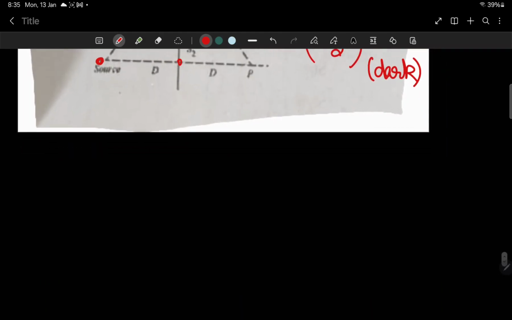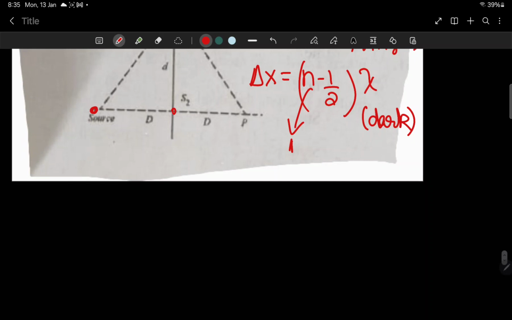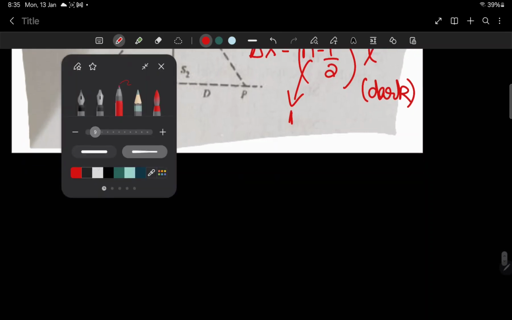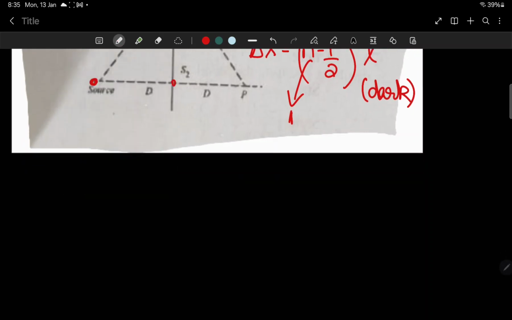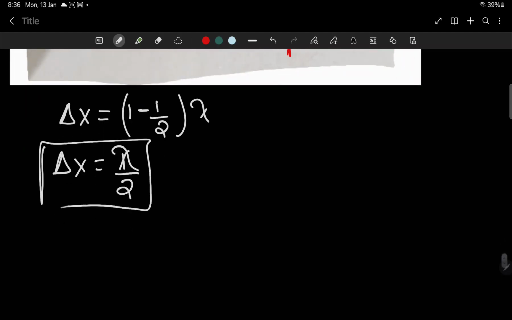So first of all, what should we do? We should give n equal to 1. First dark fringe, and we will solve the criteria. Here delta x should be equal to 1 minus 1 by 2 into lambda. That is delta x should be equal to how much? 1 minus 1 by 2 or lambda by 2. This should be the condition.